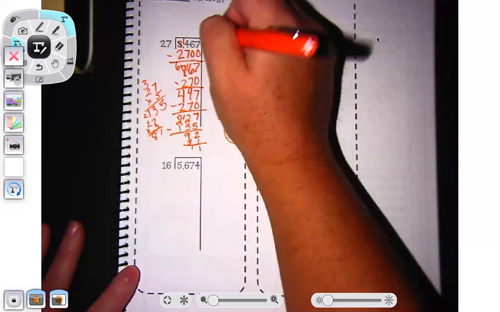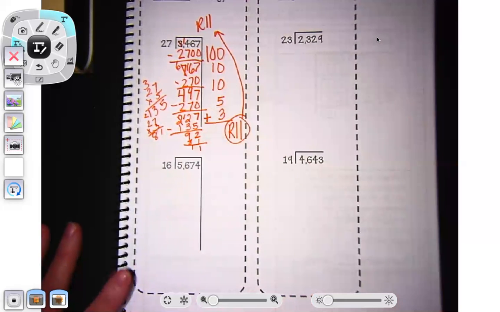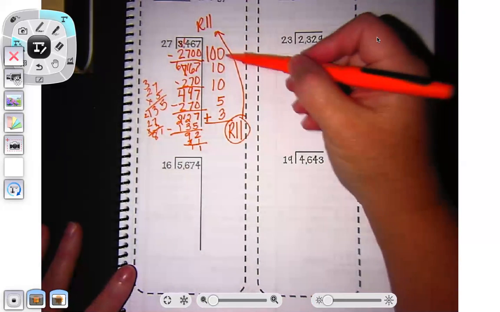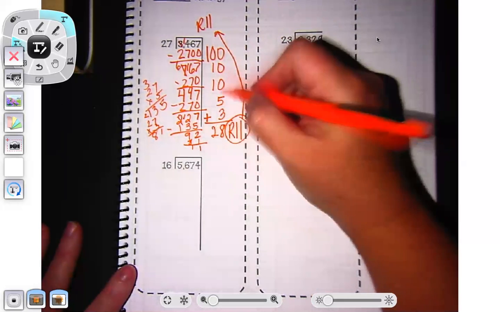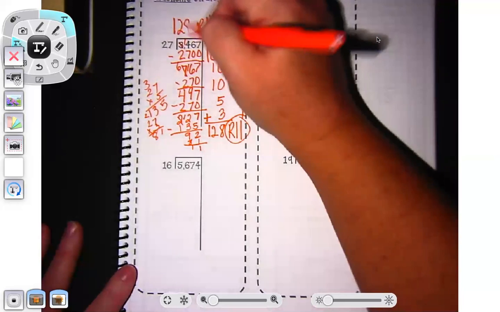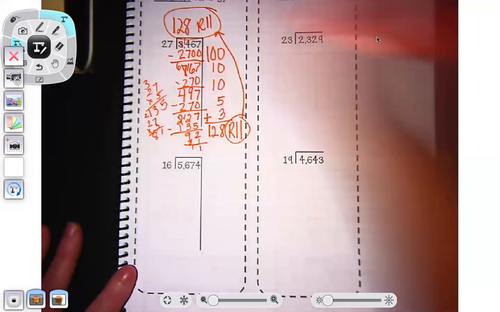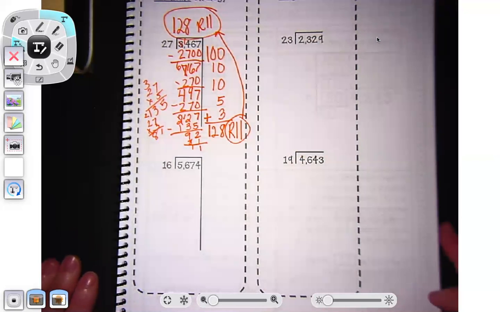So I'm going to take my remainder of 11 to the top. And I'm going to add all of these numbers. So 5 plus 3 is 8. 1 and 1 is 2. 1. So we have 128 with a remainder of 11. All right, let's go ahead and look at the next one.